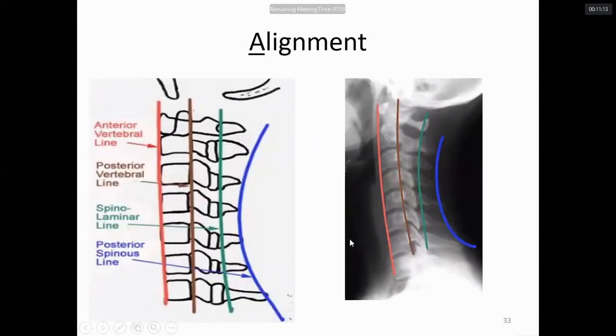One is the anterior vertebral line, just anterior to the vertebral bodies. Then the posterior vertebral line, and the spinolaminar line, which is the junction between the lamina and pedicle, and one more line, the posterior spinous line. These lines should be collinear. There should be no zigzag in these lines; they should be straight. If there is some displacement or a zigzag, you should suspect a fracture, subluxation, dislocation, or some form of spinal cord injury.